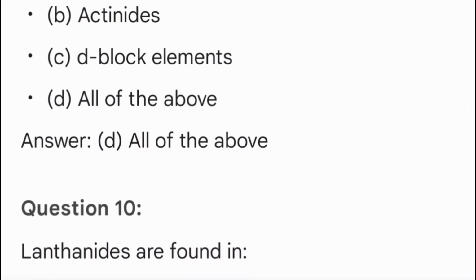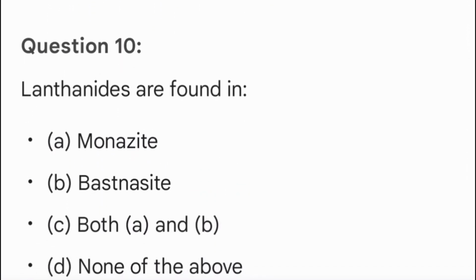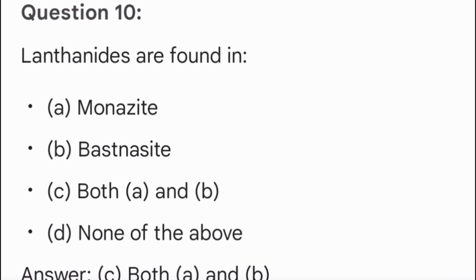Question 10. Lanthanides are found in A. Monazite, B. Bastnasite, C. Both A and B, D. None of the above. Answer C.